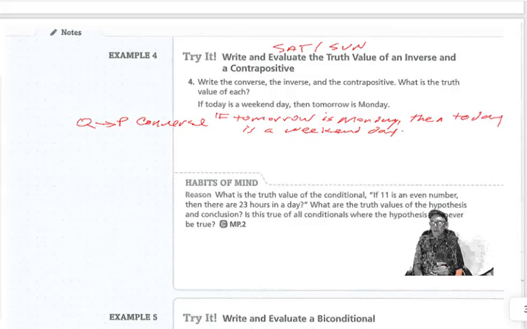And that's true, because Sunday is a weekend day. The inverse, you would add nots. A shorthand for not is like a negative sign. Sometimes you see a little squiggly line. So not P, then not Q would be the inverse.